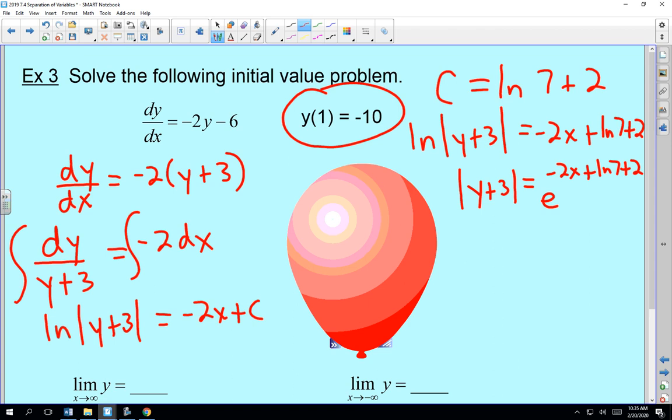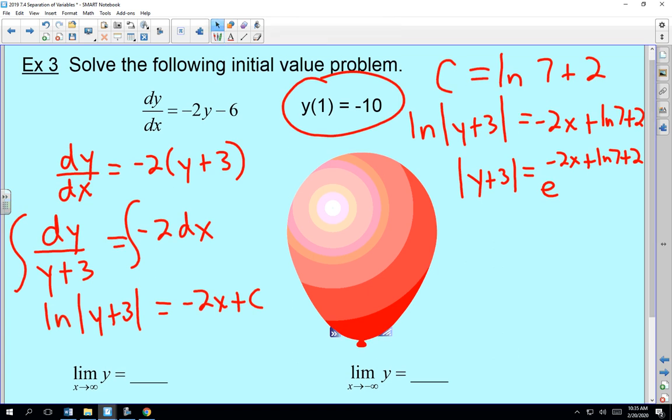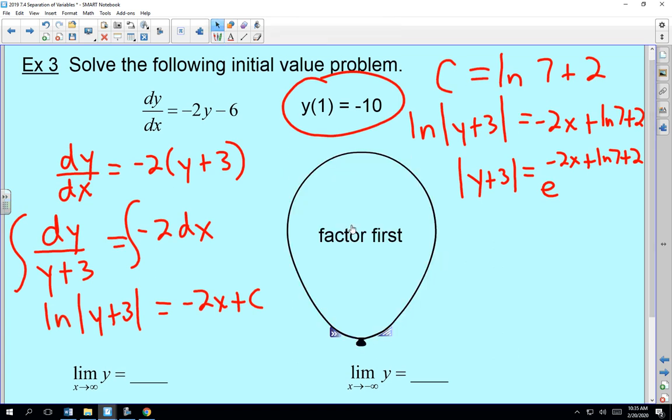And this is where, first, oh, that's my hint. My hint was to factor out the negative 2 first. All right. So now the question is on the absolute value of y plus 3. Can we now drop the absolute value on the y plus 3?